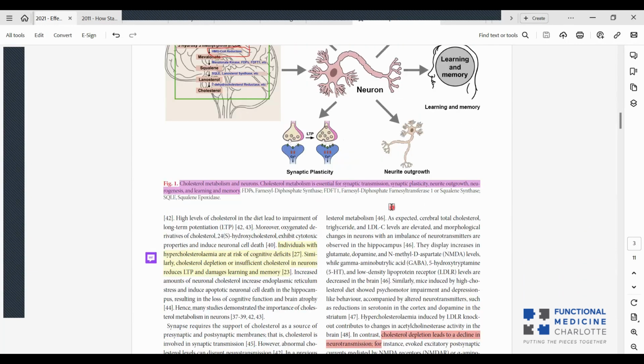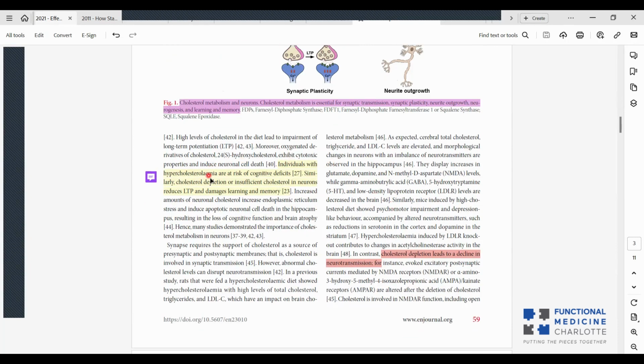Okay, so let's keep going. Individuals with high cholesterol are at risk of cognitive deficits, as we've said. Similarly, cholesterol depletion, or cholesterol that's too low in neurons, reduces the ability to form memories, which is called long-term potentiation, and damages learning and memory. So again, cholesterol that is too low damages learning and memory.